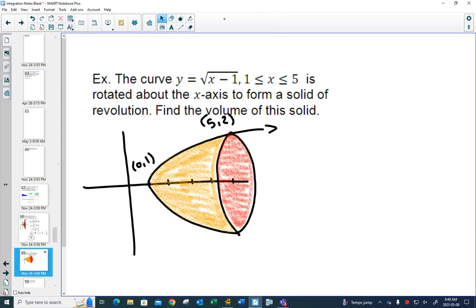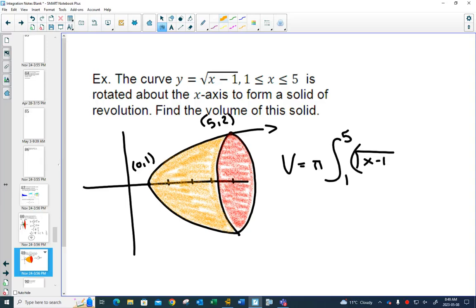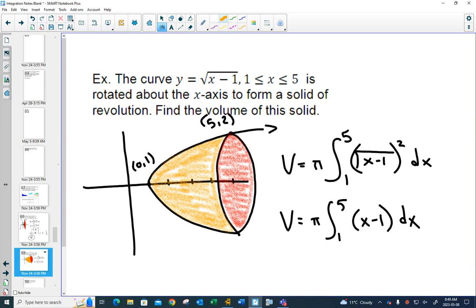So we've got this shape, and we want to find its volume. So again, the volume is just the area of a circle with an integral of pi from 1 to 5 of our function, which was x minus 1, but then that gets squared. Oh, life is so nice, because this works out beautifully once you square it. To just x minus 1.